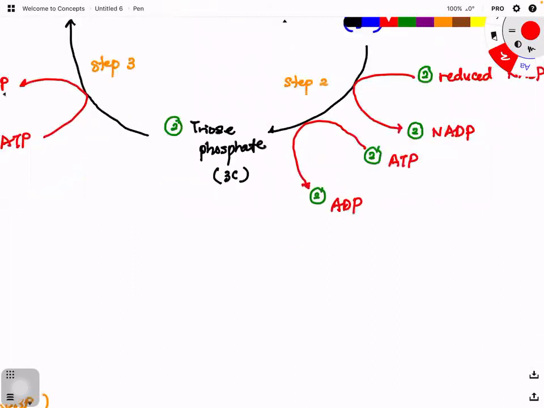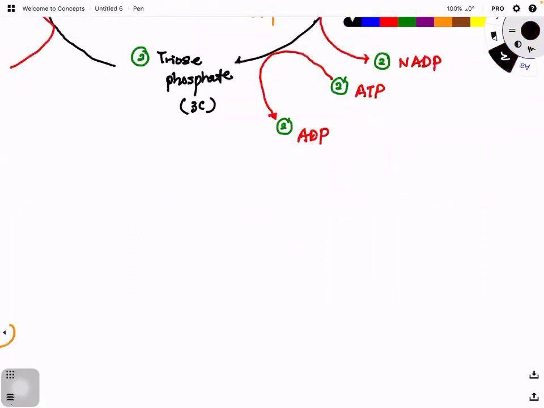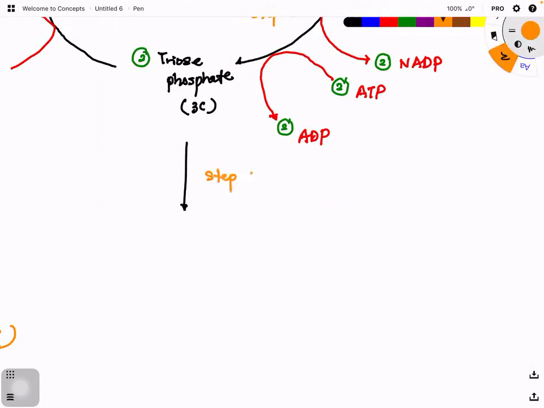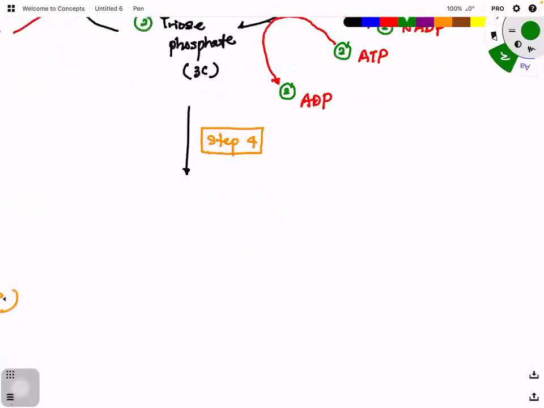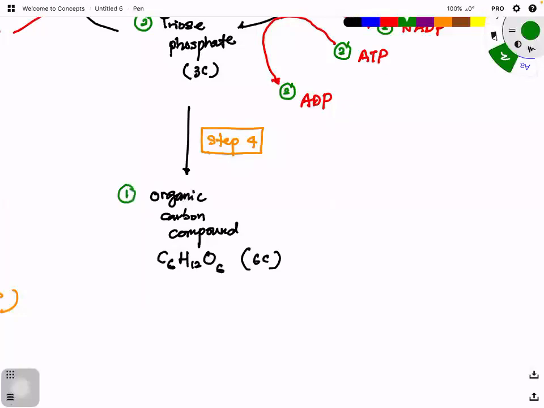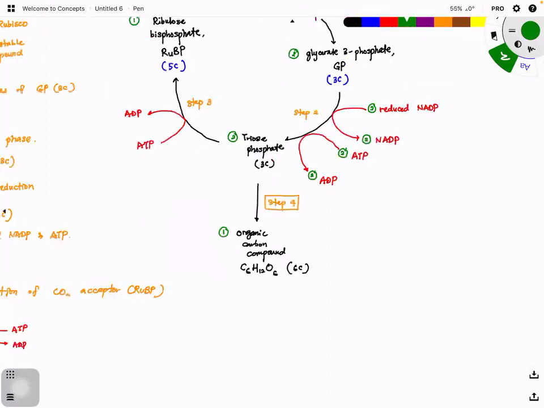Now, how about the product synthesis phase? The product synthesis phase is not part of the cycle. Triose phosphate can undergo the product synthesis phase. This is step 4. It means that 2 molecules of triose phosphate can combine together, because 3-carbon units form glucose, for example. I put it in general as organic carbon compound. This organic carbon compound is actually glucose, C6H12O6, so it means 6 carbon, and you get 1 molecule. Are you clear? I zoom it, make it smaller, then you look at this process.